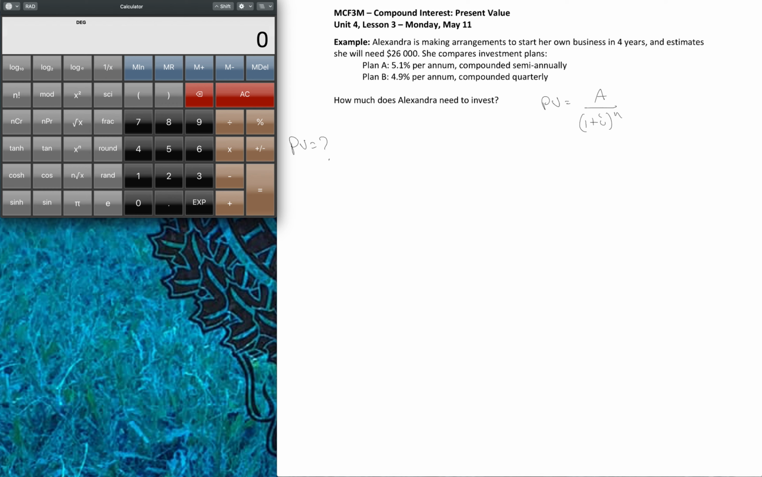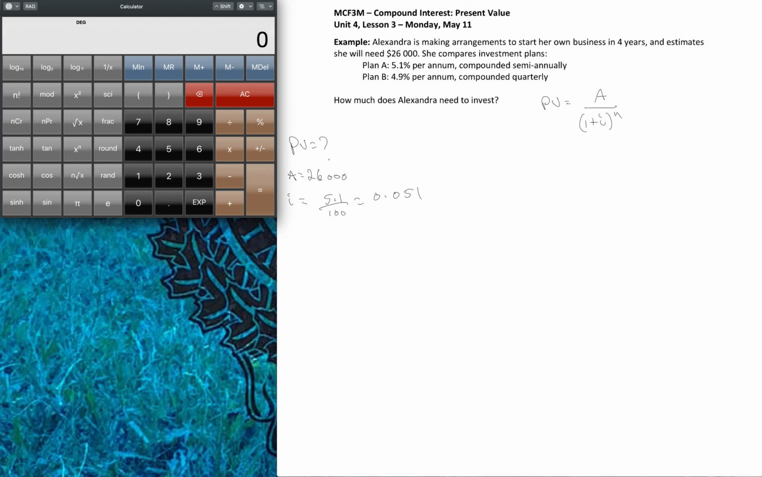And then your amount is $26,000, right? Because that's what she figures she needs in order to start her own business, okay? Now i is going to be very similar, so I'm going to take the interest rate, the 5.1%. That's 5.1, and I have to divide it by 100. Okay, that's going to be 0.051.